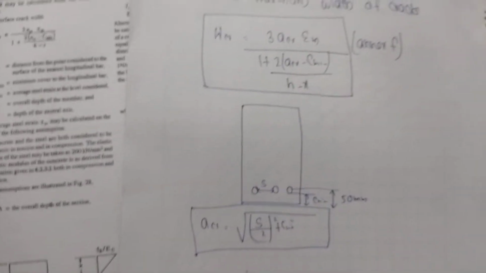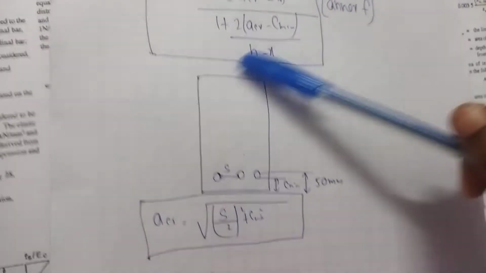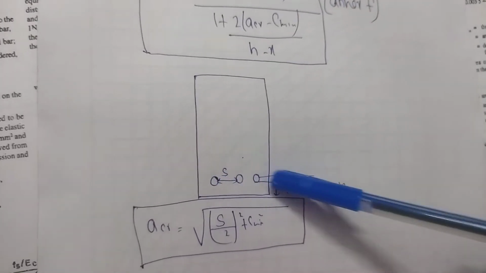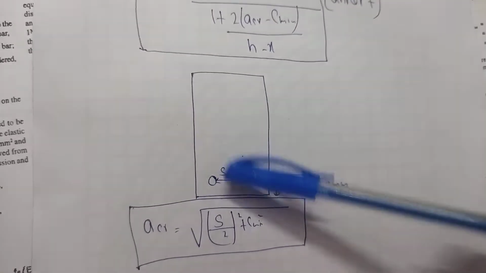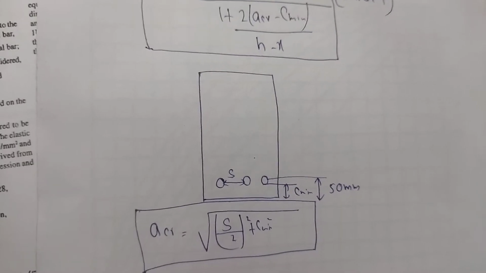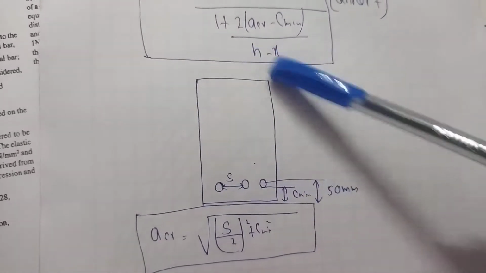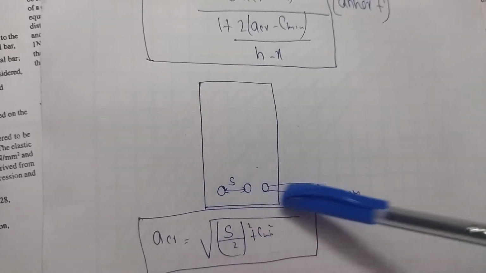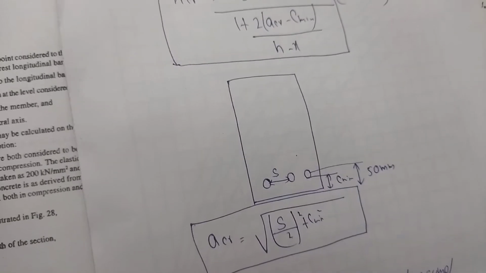Then you want to draw this figure. This is a rectangular beam with a number of longitudinal bars. The sectional elevation view is given in this question. First you want to calculate the ACR.